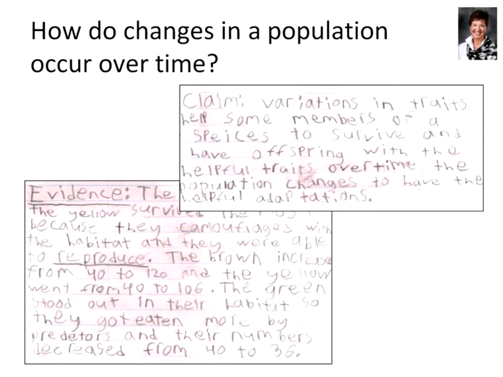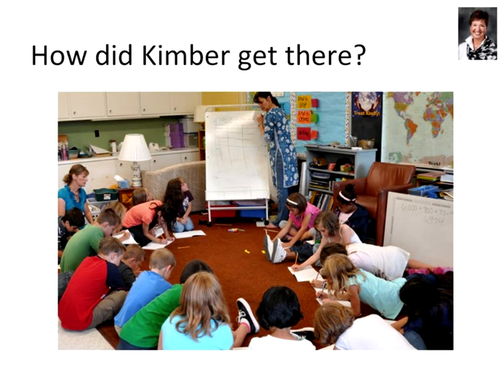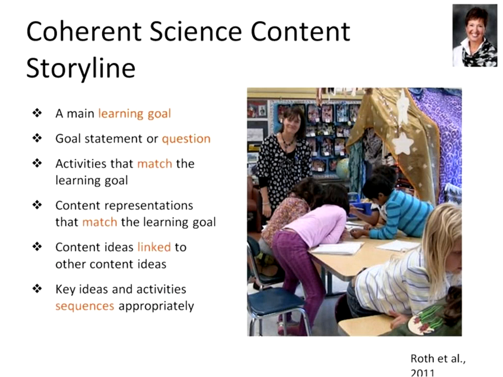I have to say that I have been impressed with kids that can write explanations like this in science. And so the question becomes, how did Kimber get them there? What did she have to do? One of the things that Kimber and I use both in her teaching and in my teaching at the university, where we both co-teach methods courses, is the idea of a coherent science content storyline as a guide. And one of the things you need to know about storylines is that at this point in time, people are talking about storylines in lots of different ways.